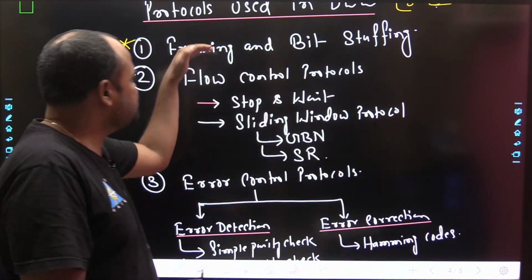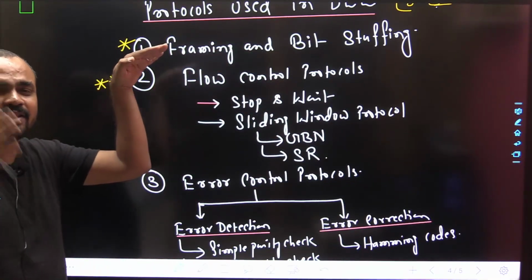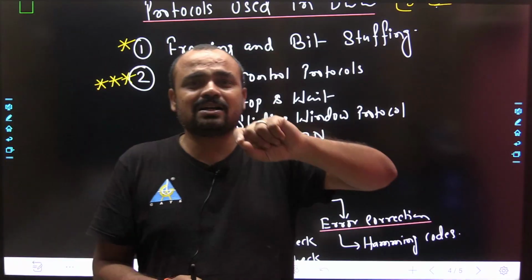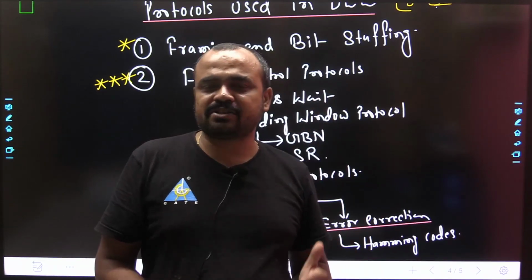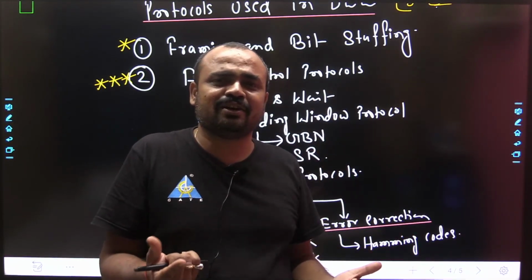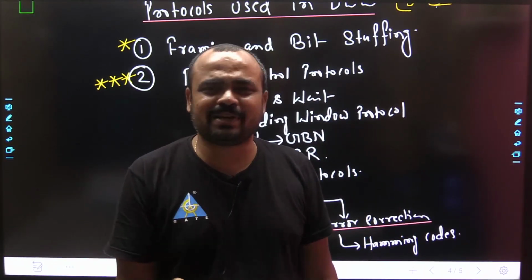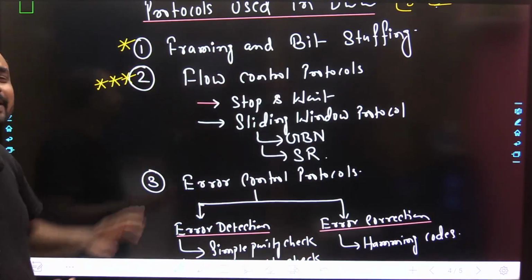Okay, so once you talk about framing and bit stuffing, in the last 42 years GATE has asked only 3 times a question from this topic, framing and bit stuffing. So out of 10 years you can consider only one time the question has been asked. So that's why we have marked it as a single star.